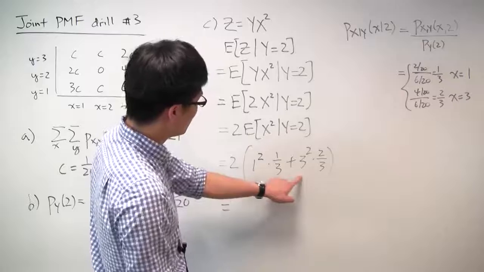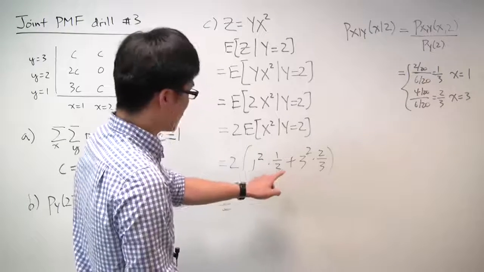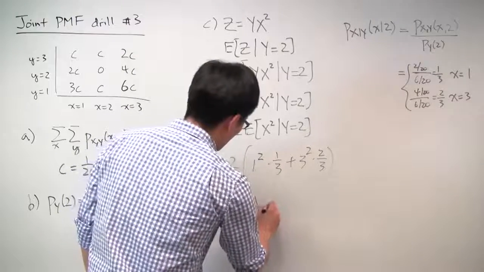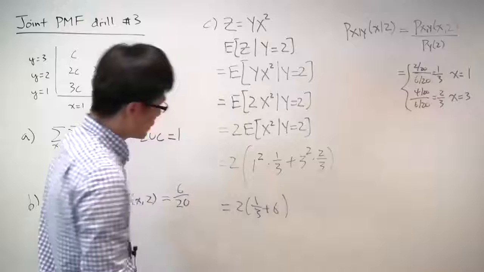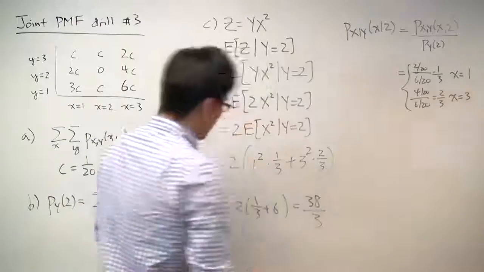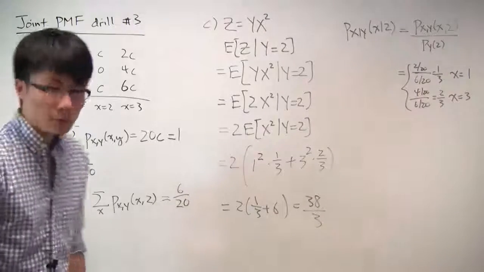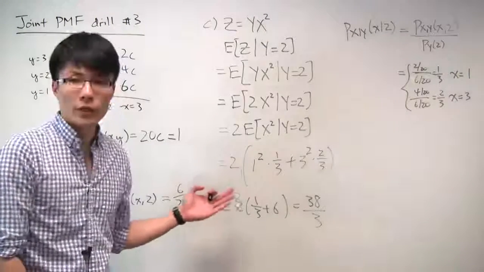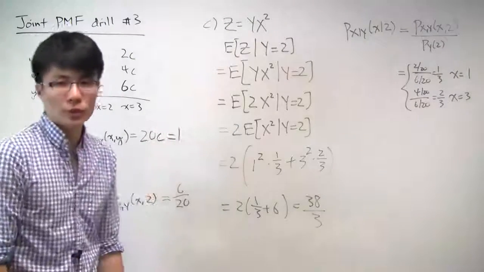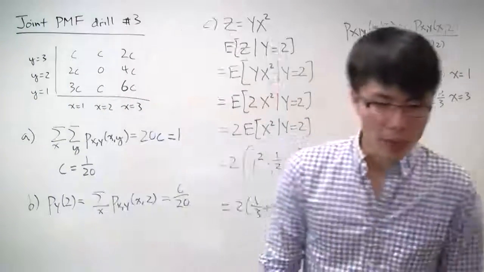So the final answer that we get is 2 times 1/3 plus 6. Right. So it's 2 times 1/3 plus 6, which gives us a final answer of 38 over 3. And that gives us our conditional expectation of z given y equals 2, which is what we wanted. All right, so that is part C.